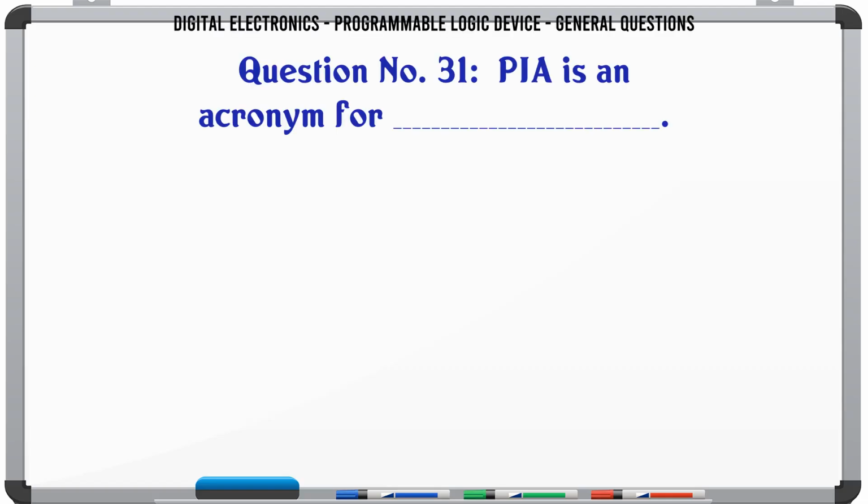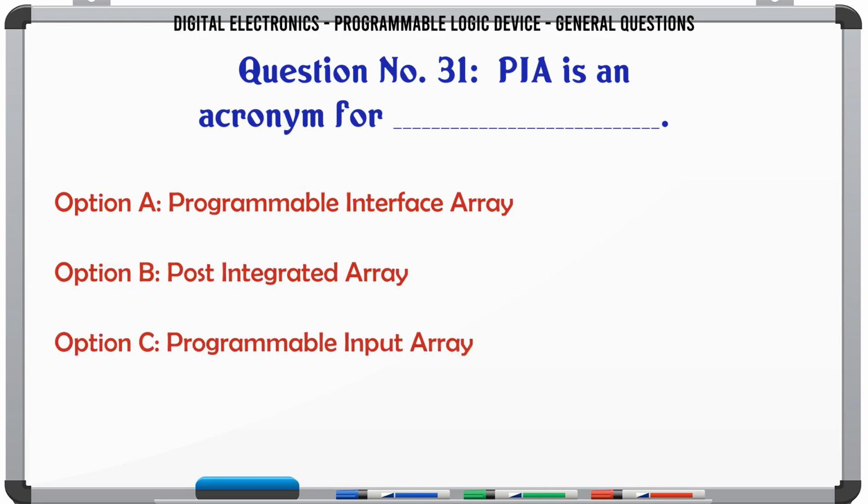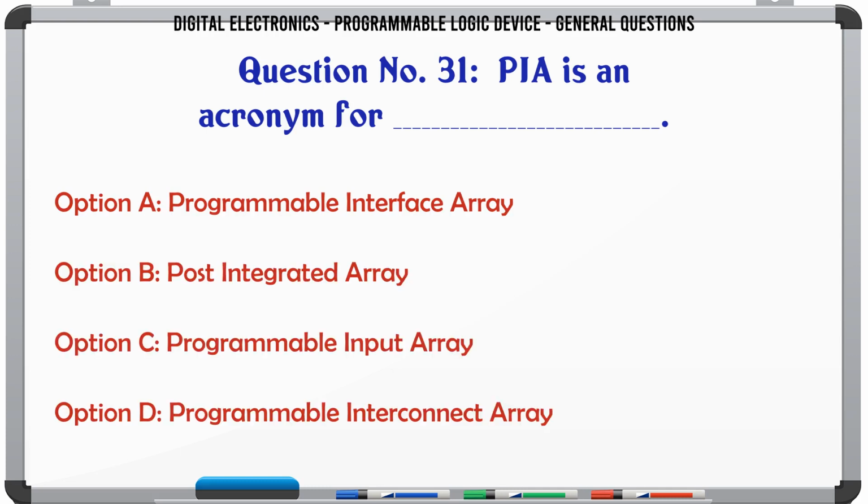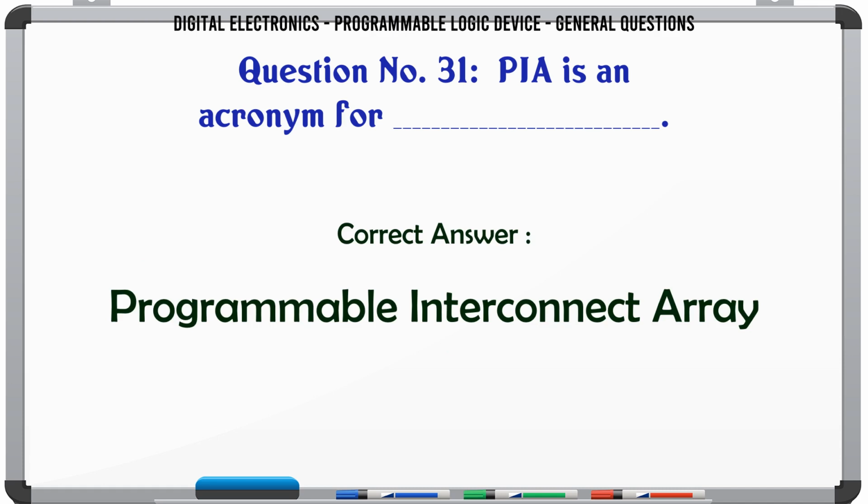PIA is an acronym for A. Programmable interface array. B. Post integrated array. C. Programmable input array. D. Programmable interconnect array. The correct answer is programmable interconnect array.